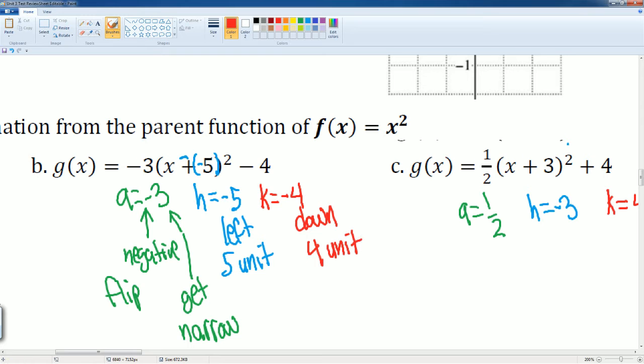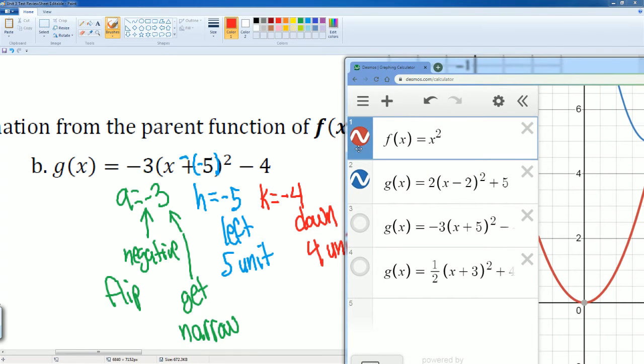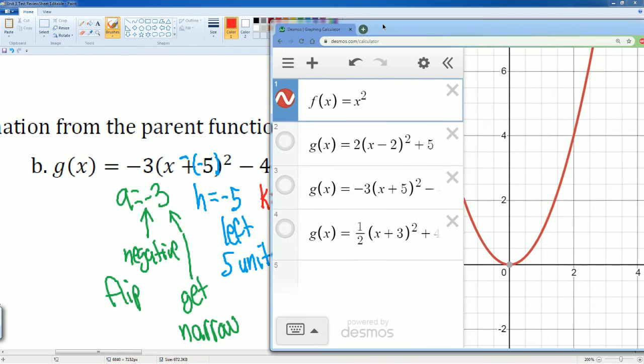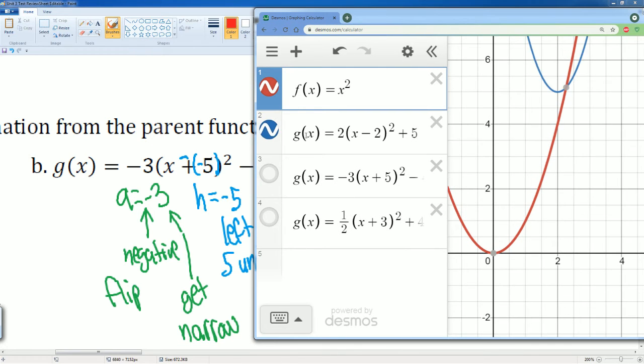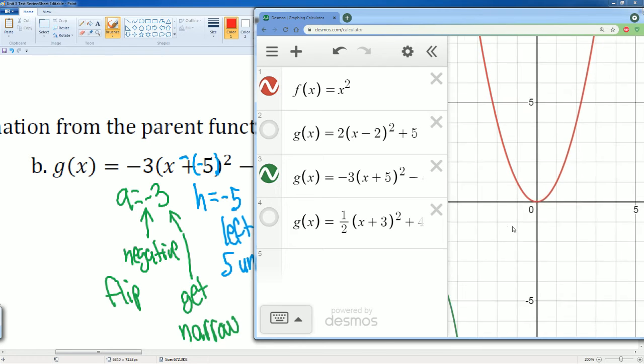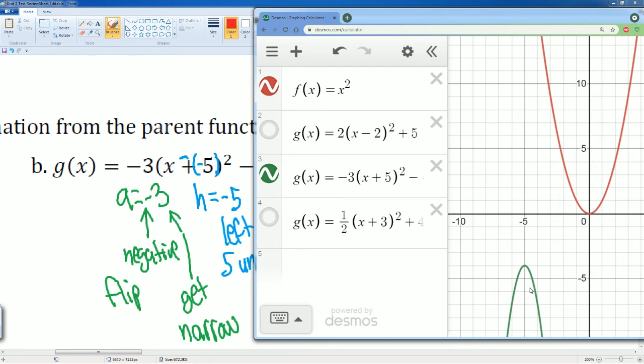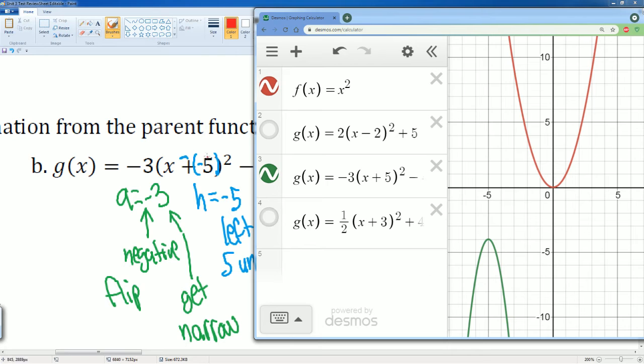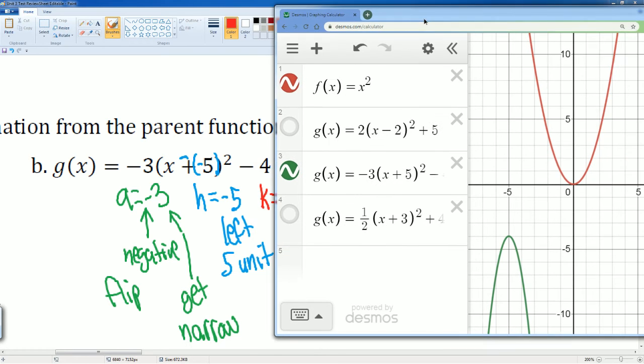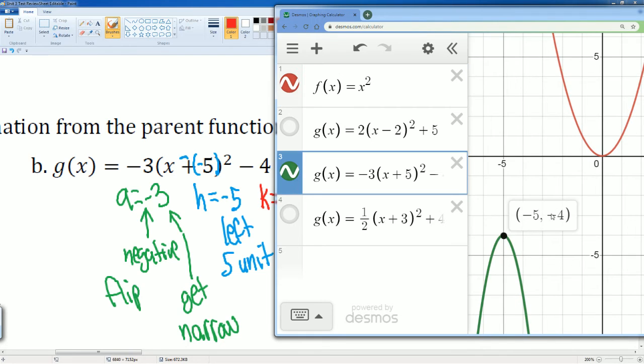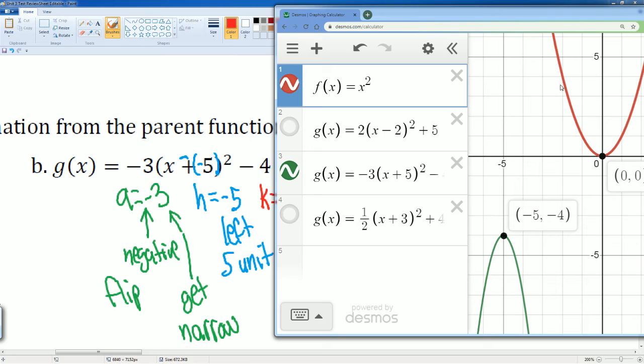Let's now graph this and see. This is our parent function, and this is the new one right here. So notice that it is reflected. It did get narrower. Then it went 5 units to the left. Then it went 4 units down. That is how we can double check our work from the parent function in red to the new one that we have here, which is now in green.